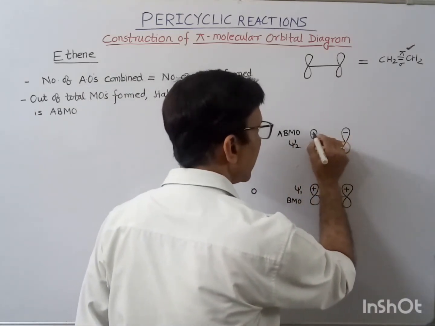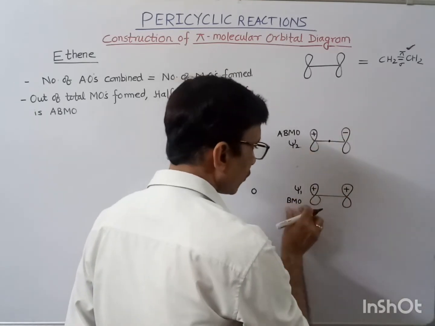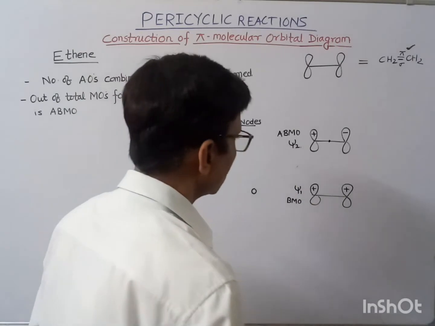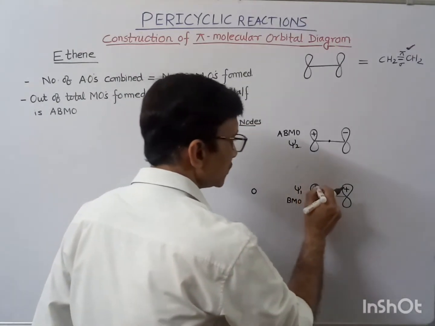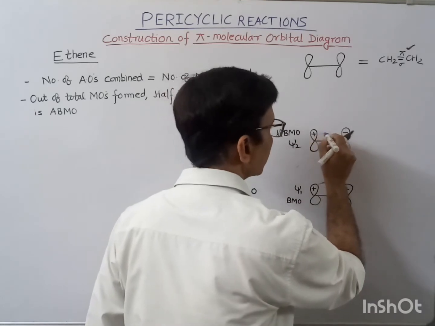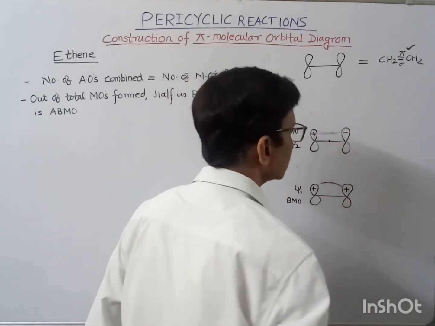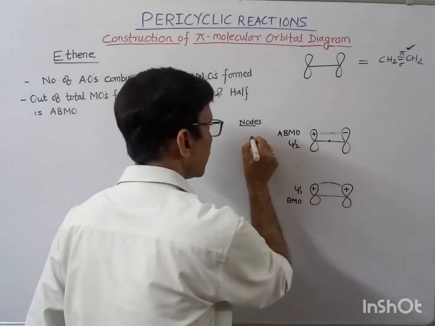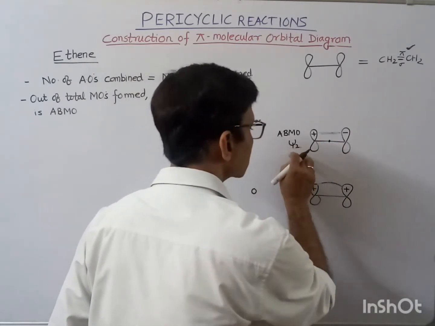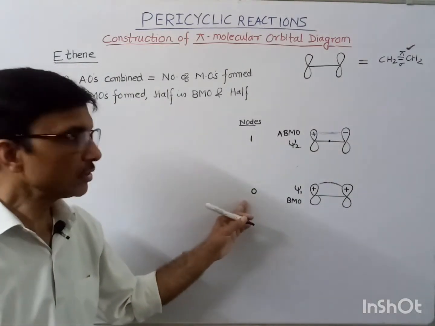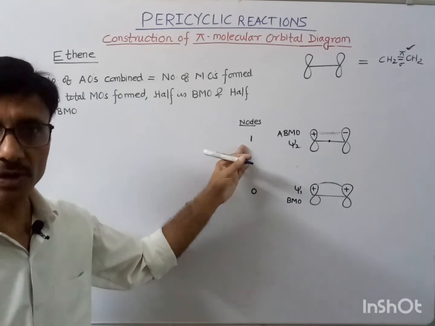So there is an anti-bonding interaction. This is the bonding molecular orbital, and this interaction is the bonding interaction, and here this interaction is the anti-bonding interaction. So that's why one node is present over here. So one node is present in psi2. Okay, so psi1 has 0 node and psi2 has 1 node.